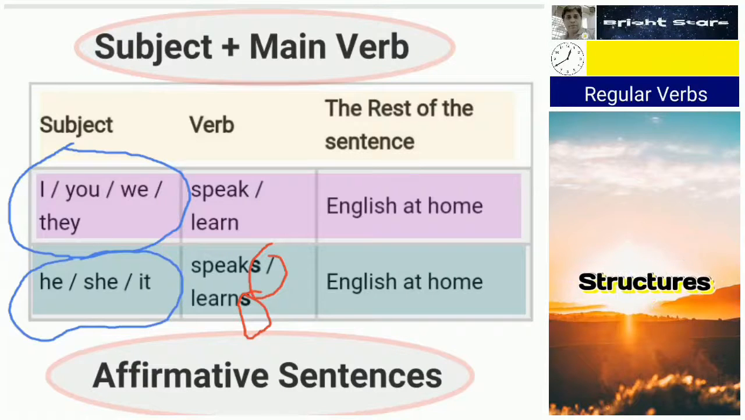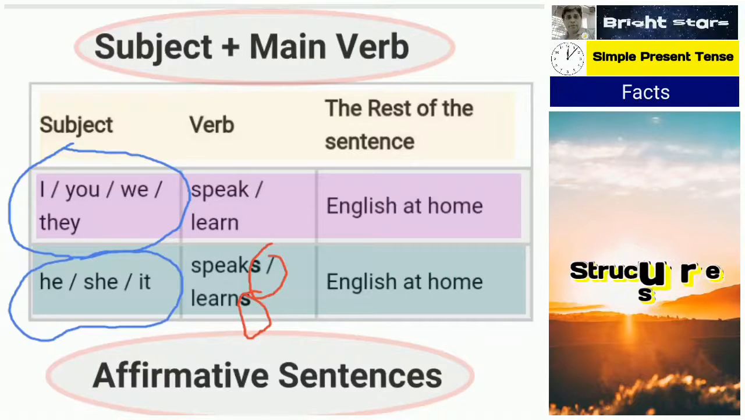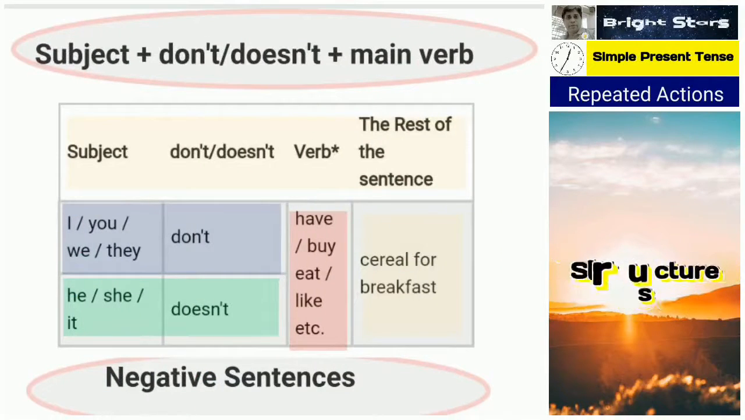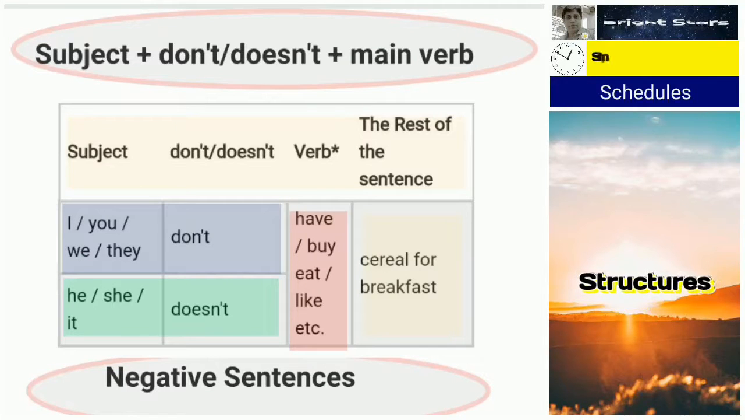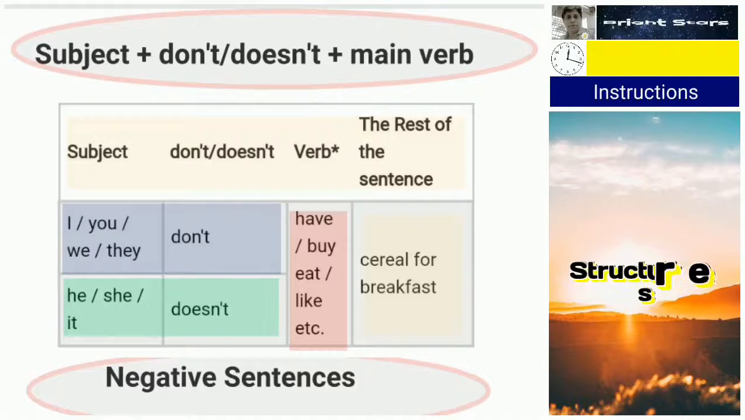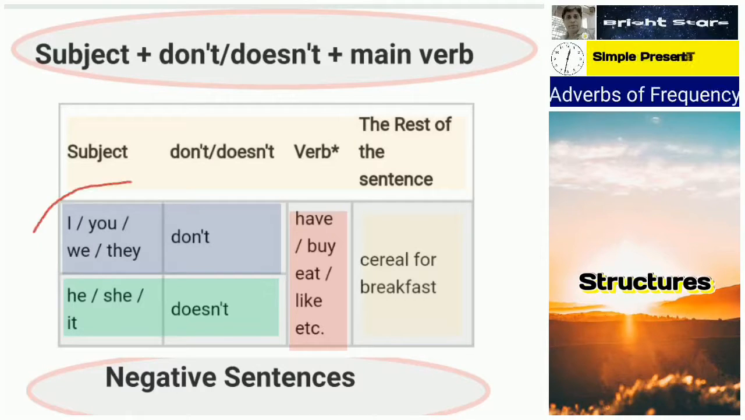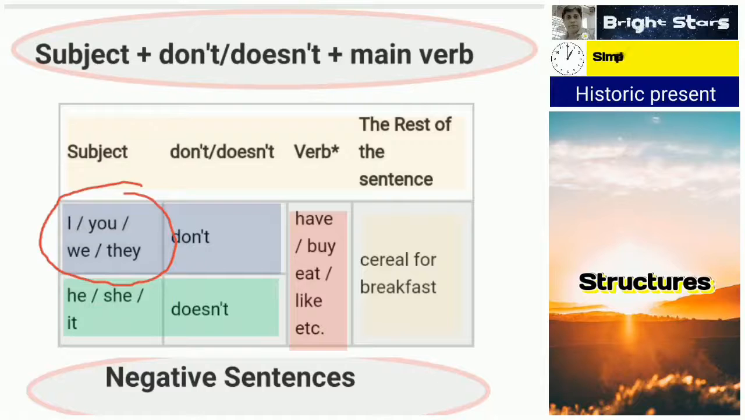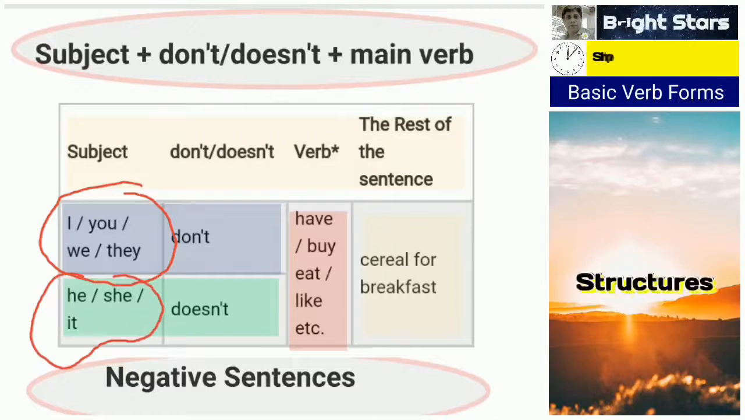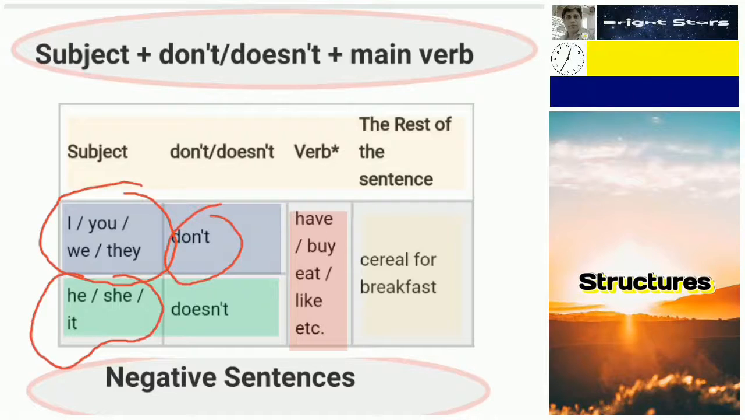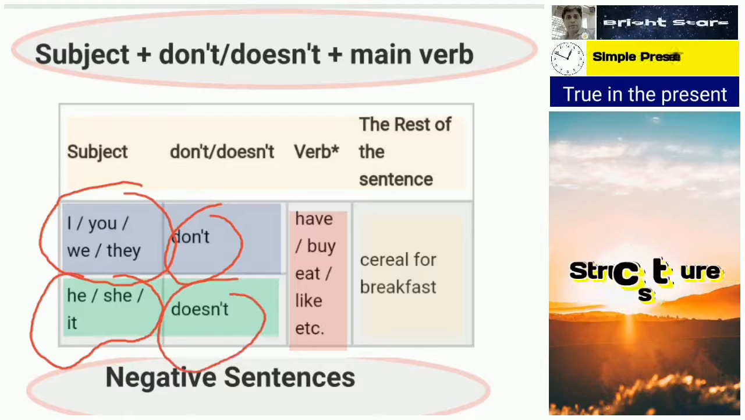After watching the video, write down these tables in your notebook. So for affirmative sentences we use it like this. Next there is one more table: subject plus don't or doesn't plus main verb. This is used for negative sentences. We have to add don't or doesn't to the main verb in simple present tense. In the same way, we have taken I, you, we, they, and in the second row he, she, it. For the first, don't is there, but for third person singular don't becomes doesn't.